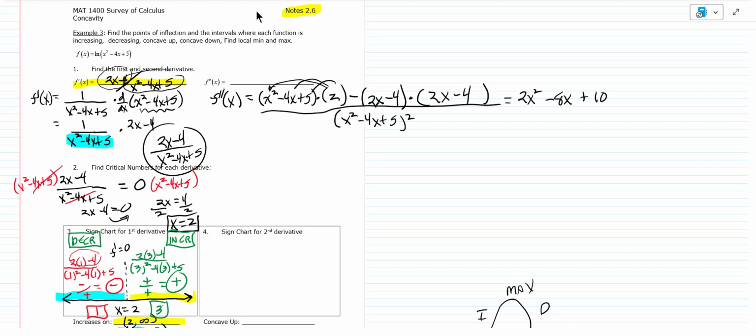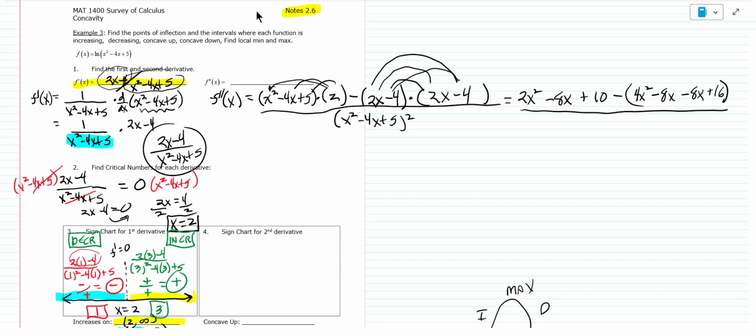And then I'm going to write down my minus sign, and then in parentheses, I'm going to FOIL this. This is where you've got to be really careful. So you want to go ahead and FOIL this. We have 2x times 2x is 4x to the second. 2x times negative 4 is negative 8x. The inside term is again negative 8x. And then the last term, negative 4 times negative 4, is plus 16. And then all over x squared minus 4x plus 5 to the second.